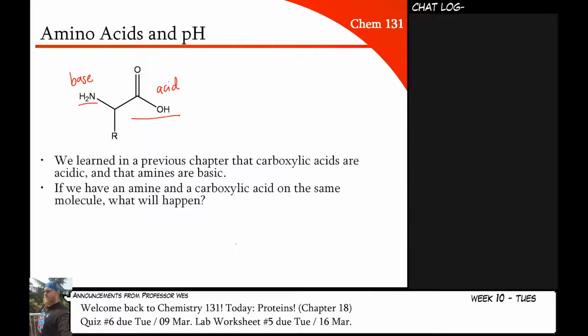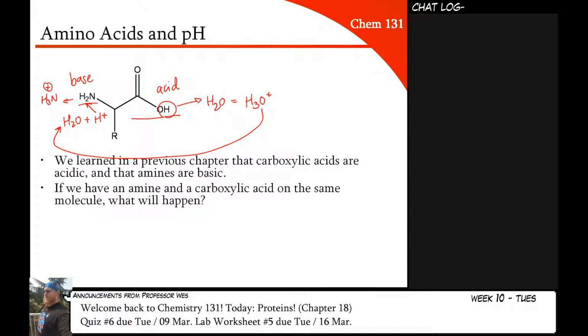And so what this means is that in a solution, this could pass its H plus over to H2O to make that. And then that could come around and give the H plus back to this. So I could pass my H plus ion to a water molecule, which will then carry it over to the other side of the molecule.